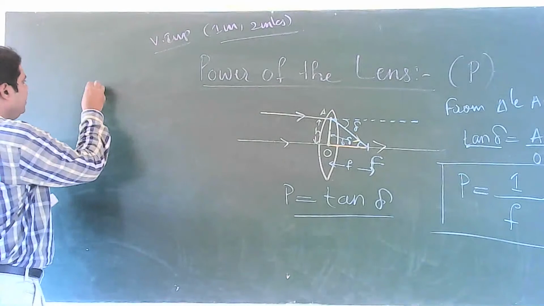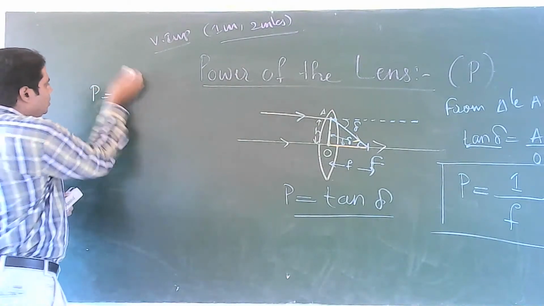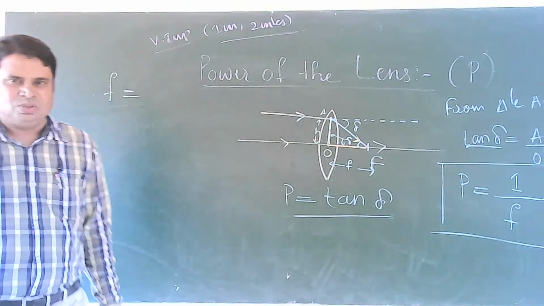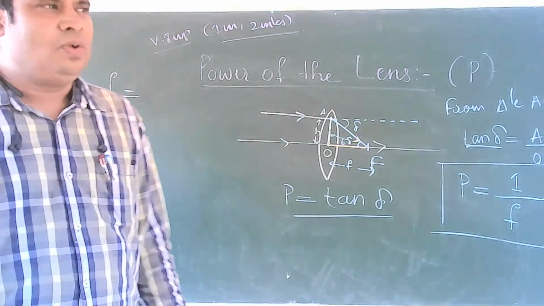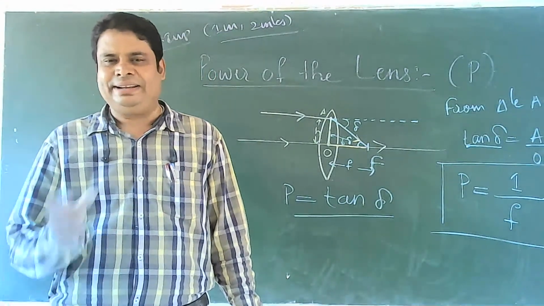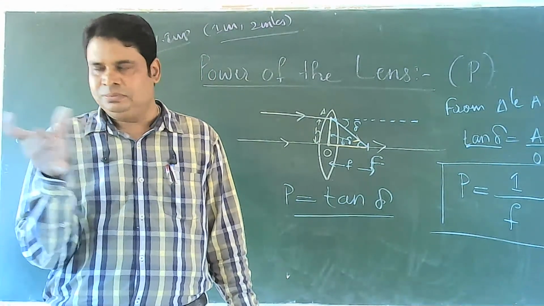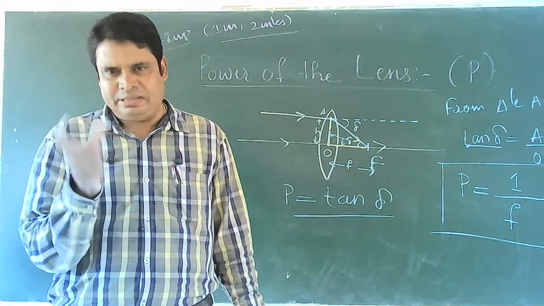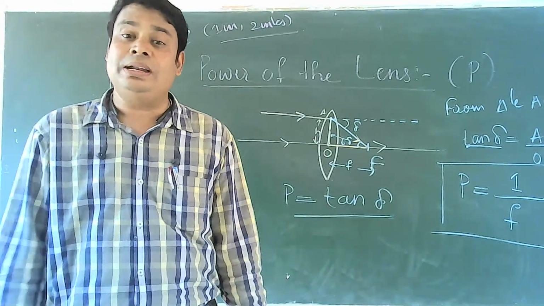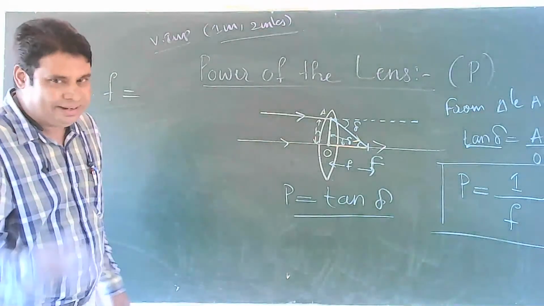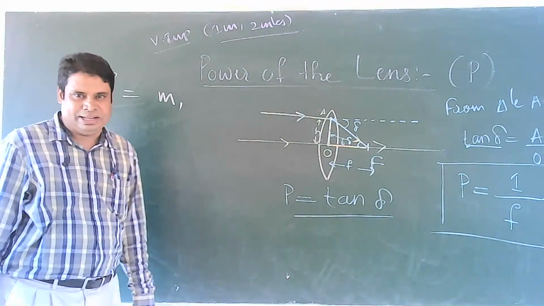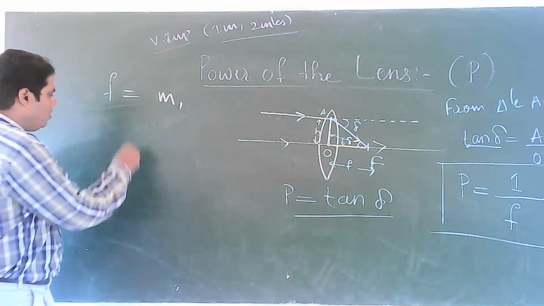Visible, right? P is equal to... what is the unit of focal length? We never discussed that, right? What is the unit of focal length? Focal length is nothing but a measurement of length only. So what is the SI unit of focal length? Definitely, it's the meter. Focal length is in meters.